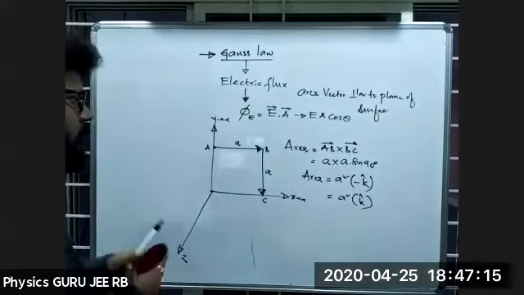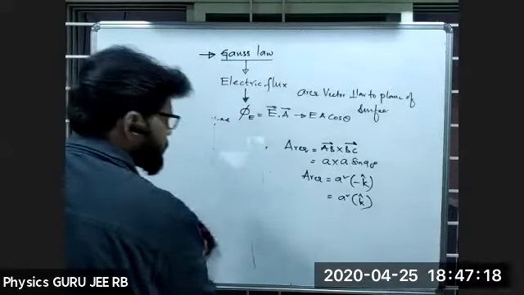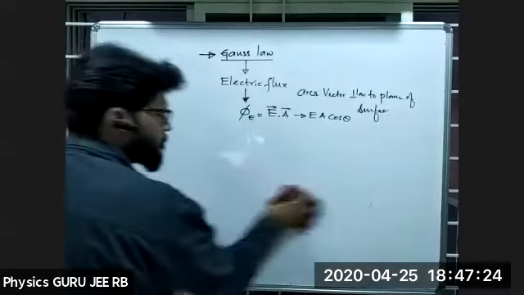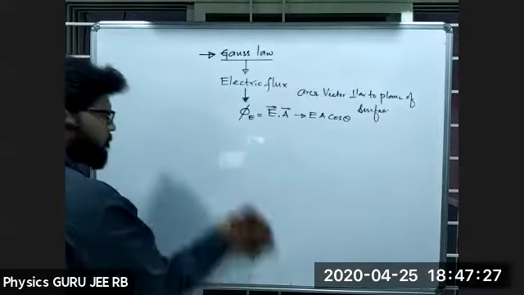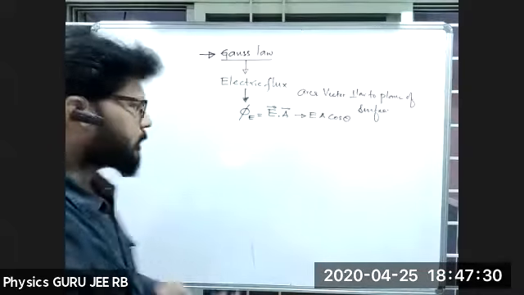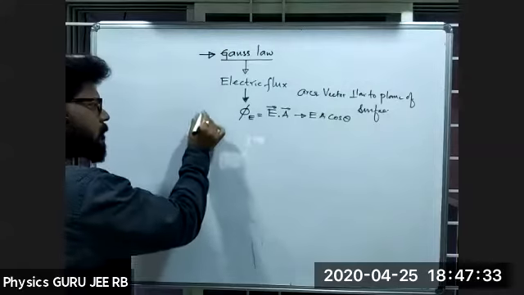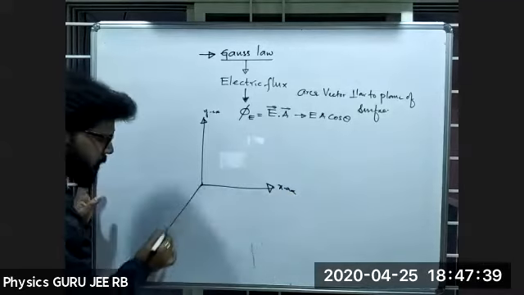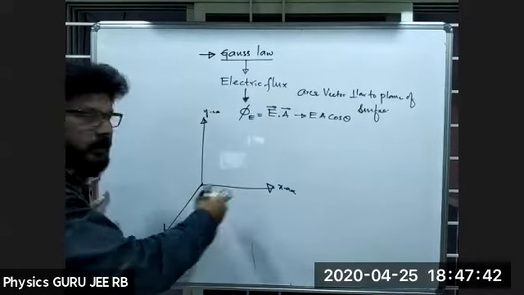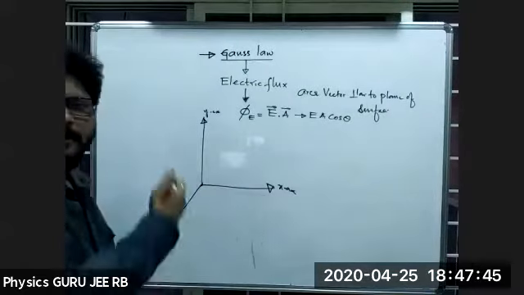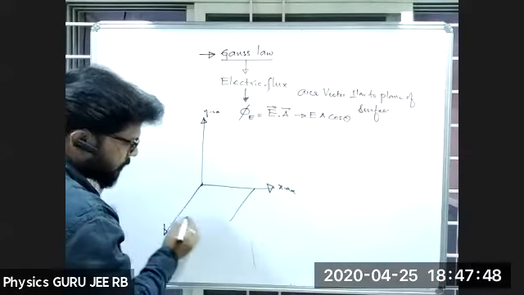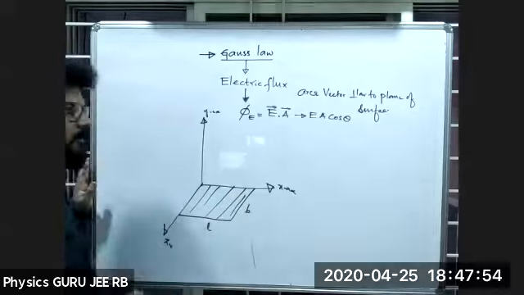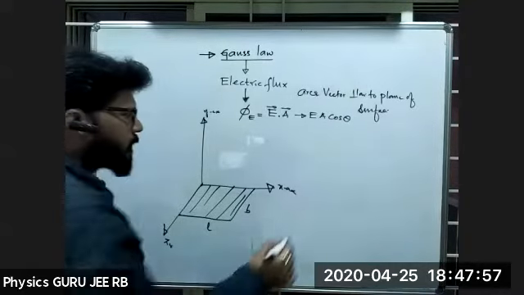I'll give some examples for you to try. Now, if I take this as the y-axis, this as the x-axis, and this as the z-axis, and now I'm taking a plate with length and breadth, can you write the area vector for this one? Number one. Okay, one more I'm taking here.